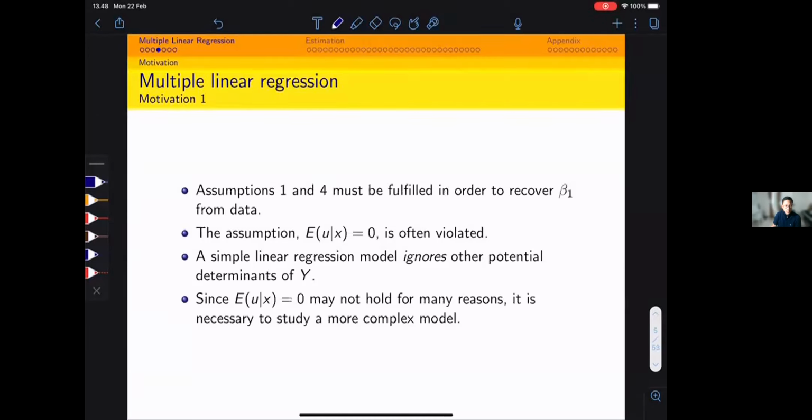So the idea is that assumptions one until four must be fulfilled in order for us to be able to recover beta one from the data. Okay. So the fourth assumption, which is the zero conditional mean assumption, is often violated. A simple linear regression model ignores other potential determinants of y. Since the zero conditional mean assumption may not hold for many reasons, it is necessary to study a more complex model.